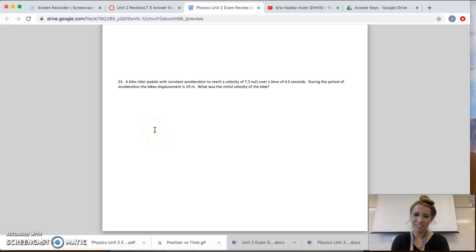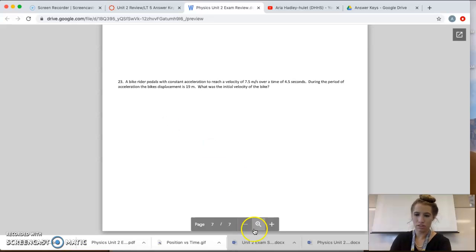Okay, last learning target 5 question for the review. So we have a bike rider pedals with a constant acceleration to reach a velocity of 7.5 meters per second over a time of 4.5 seconds. During the period of acceleration, the bike displacement is 19 meters. What was the initial velocity of the bike?